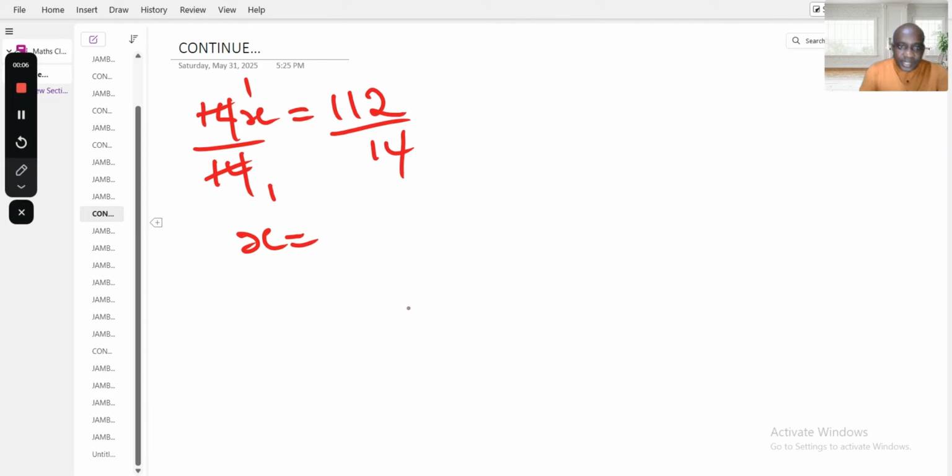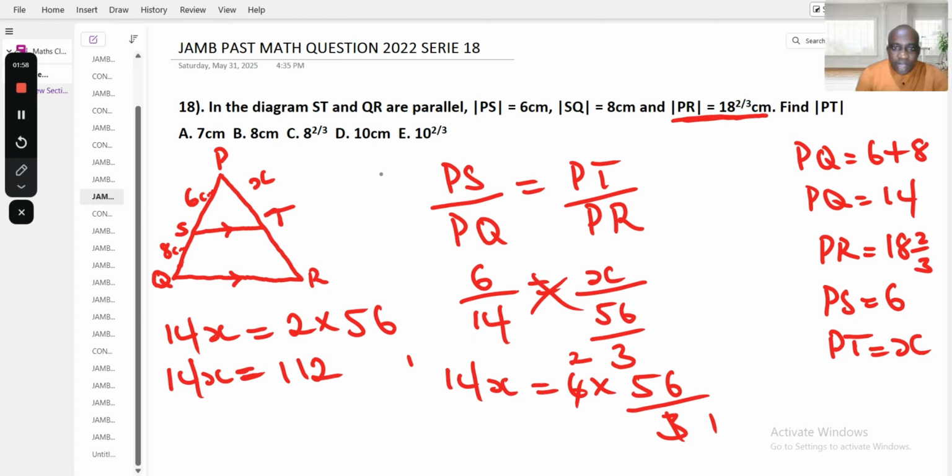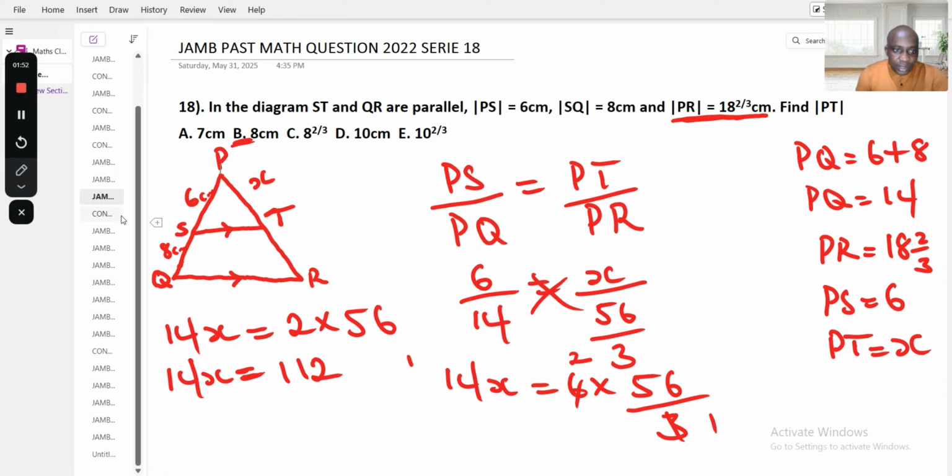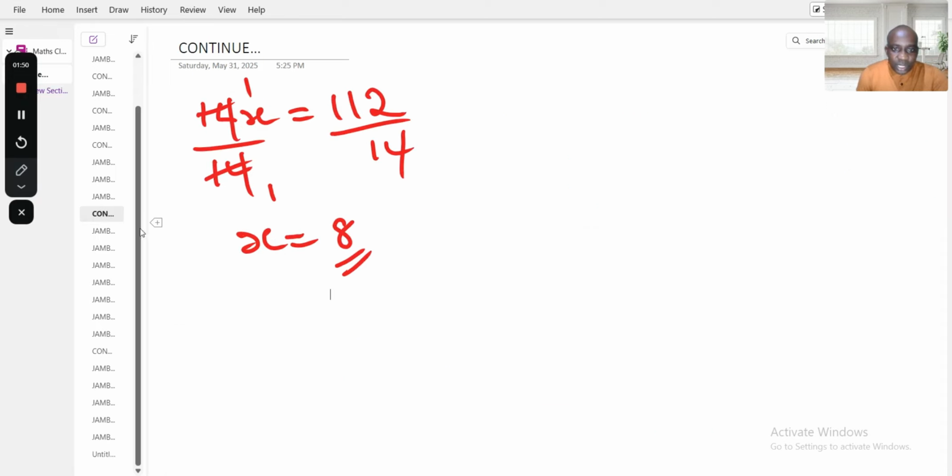We see 8. Therefore, our final answer is 8. Let me go to the previous. Yes, our final answer is 8. Do you have 8 here? Yes, B. Our final answer is B. Let's move to the next question.